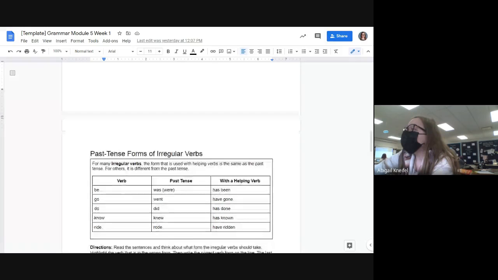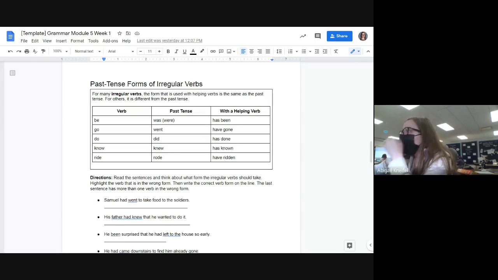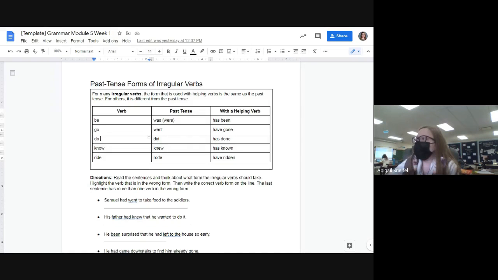Today we're working on more past tense forms of irregular verbs. So there's this cute little chart here, and these are just some examples. Once again, for many irregular verbs, the form that is used with helping verbs is the same as the past tense. For others, it is different from the past tense. So, for example, be, past tense is was or were. With a helping verb, it's have been. Go is go, went, or have gone. Do is do, did, or have done. Know is know, knew, or have known. Ride is rode or have ridden. So those are things we kind of just have to remember. It's how we speak. We do not just ever add that regular ED.